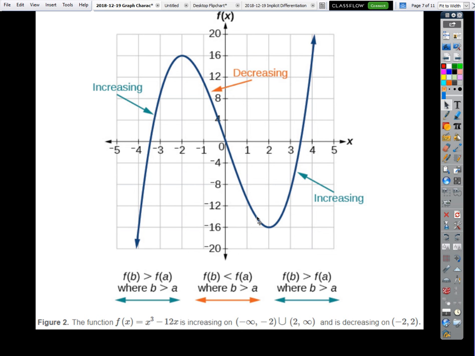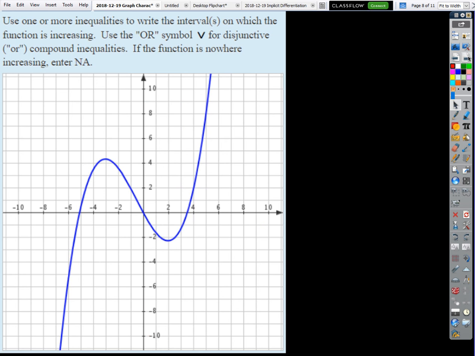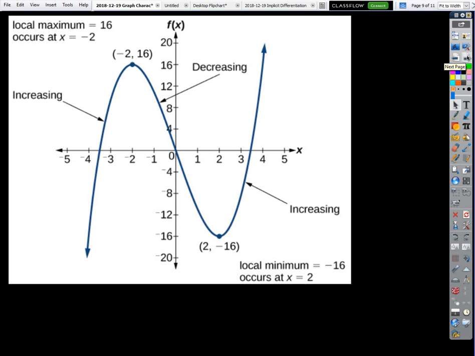Okay? So the last issue, and we don't really need to do anything with this one, I just wanted to define these terms, is maxima and minima. The plural of maximum is maxima, and the plural of minimum is minima.